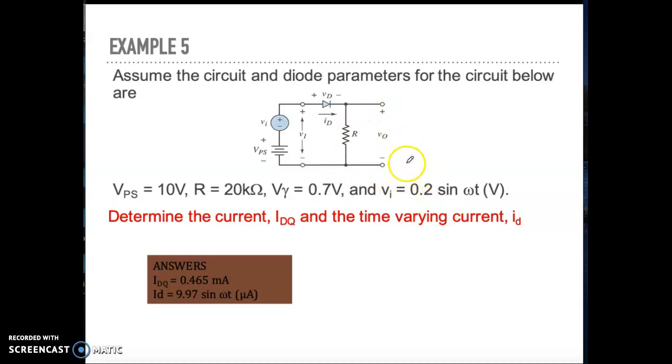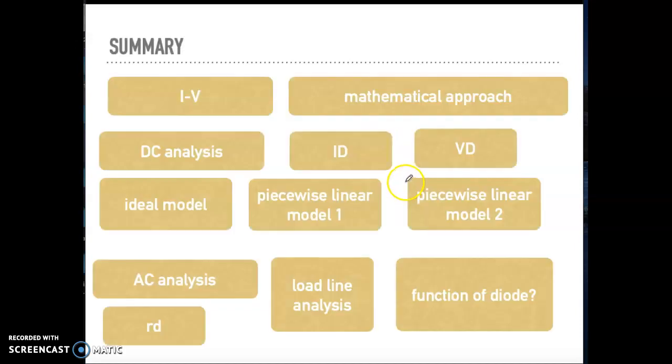So I have a few examples here, and I hope you can try them by yourself. This is what we learned inside chapter 2. We have another video for multiple diodes after this.